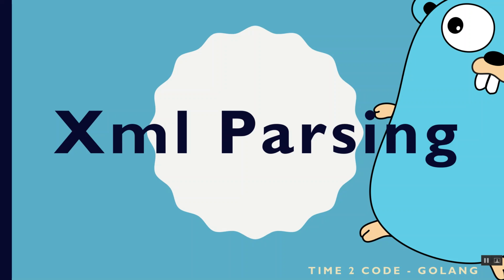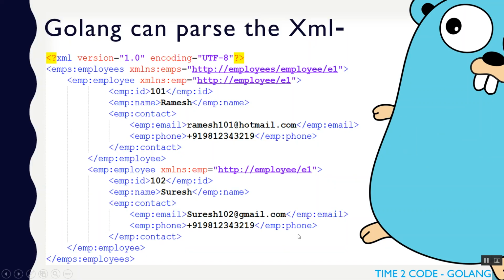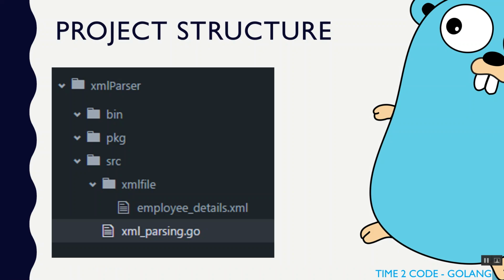In this video chapter, I am going to explain XML parsing using Google language Golang and how you are going to read the XML message. So Golang can parse the XML message. I just use one of the XML messages for this implementation. This is the typical file structure.